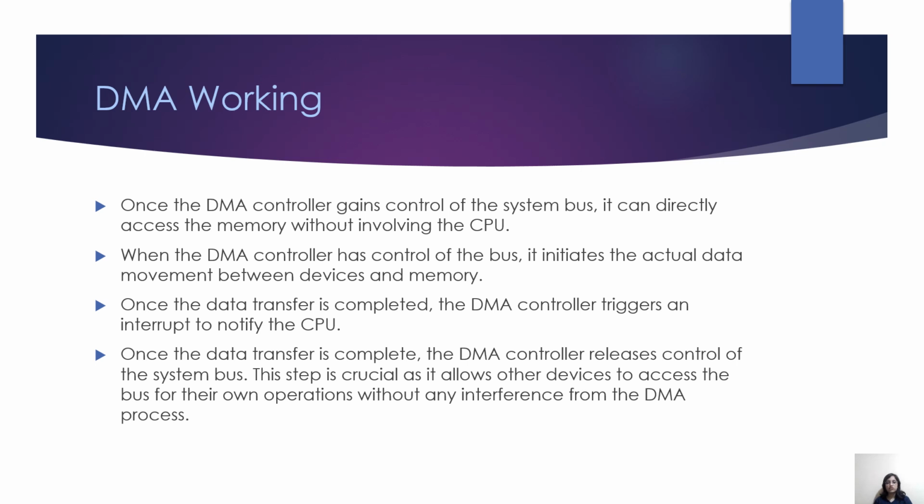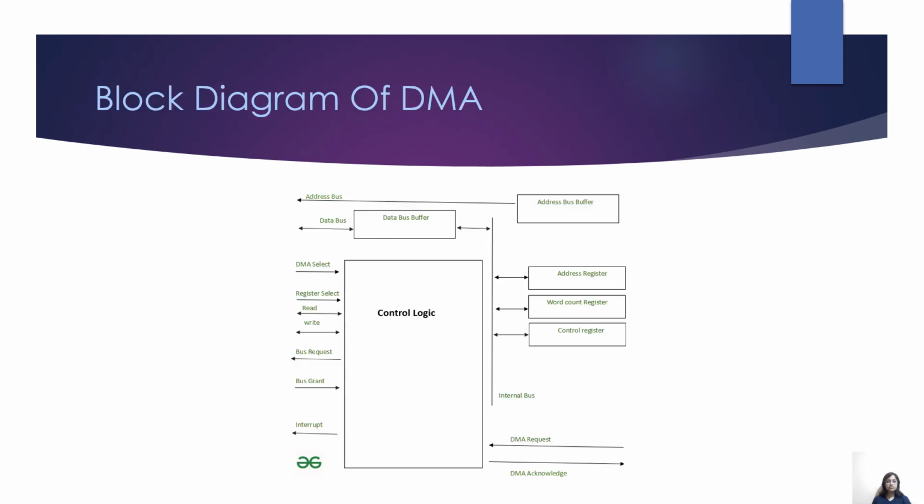When the DMA controller has control of the bus, it initiates the actual data movement between devices and memory. Then, the data transfer is completed. The DMA controller triggers an interrupt to notify the CPU. Once the data transfer is complete, the DMA controller releases control of the system bus. This step is crucial as it allows other devices to access the bus for their own operations without any interference from the DMA processor.